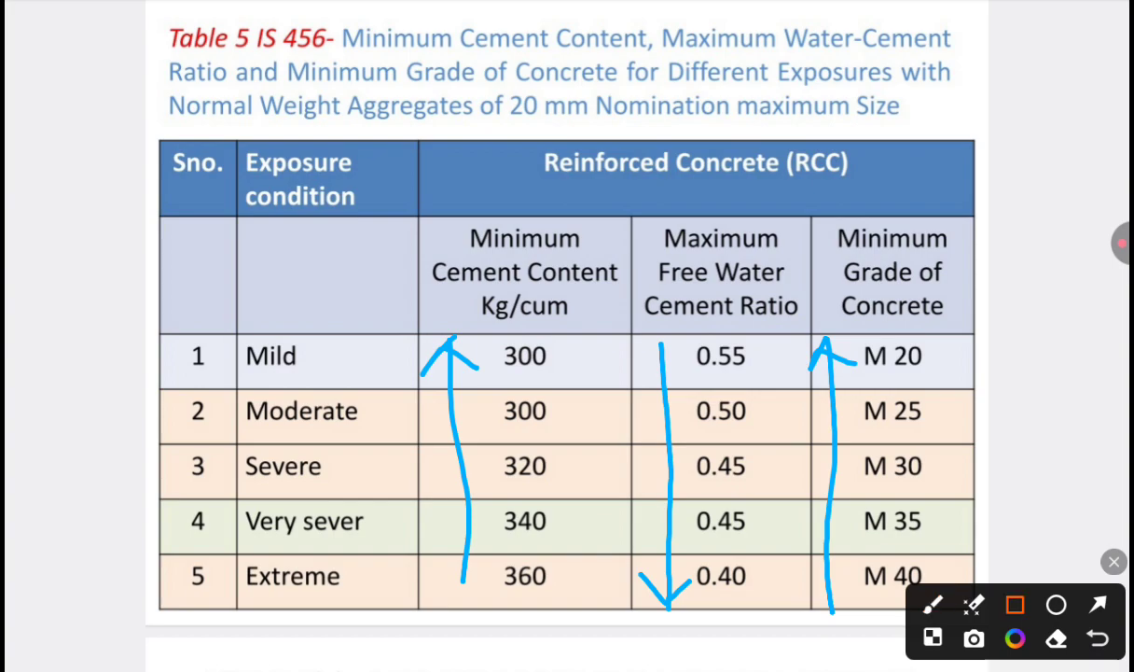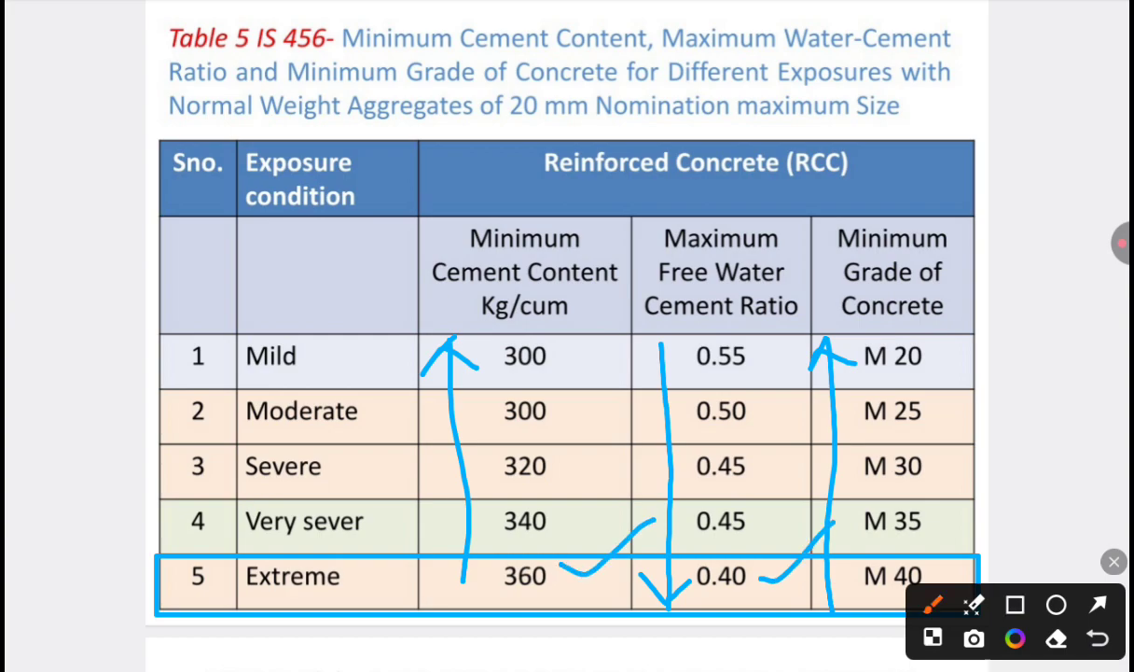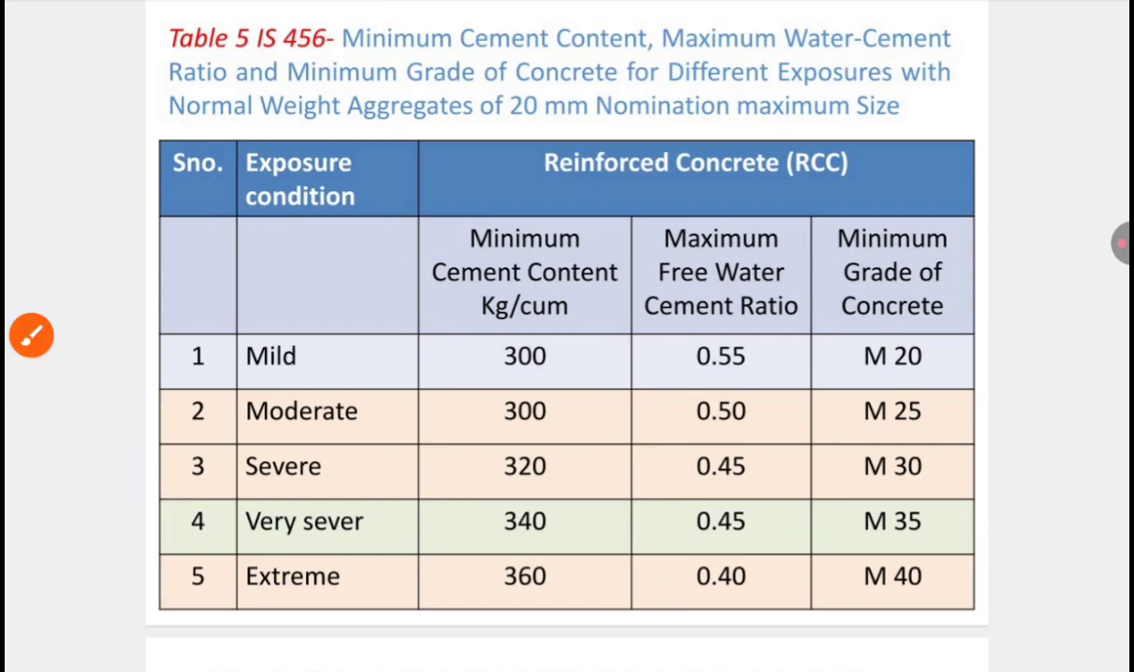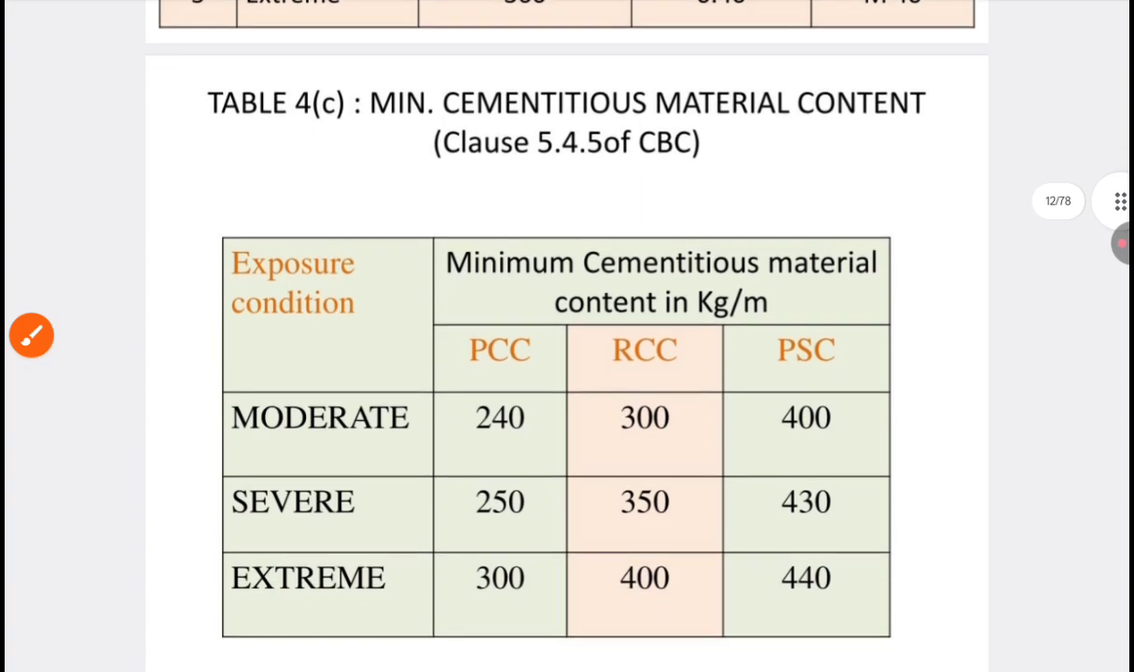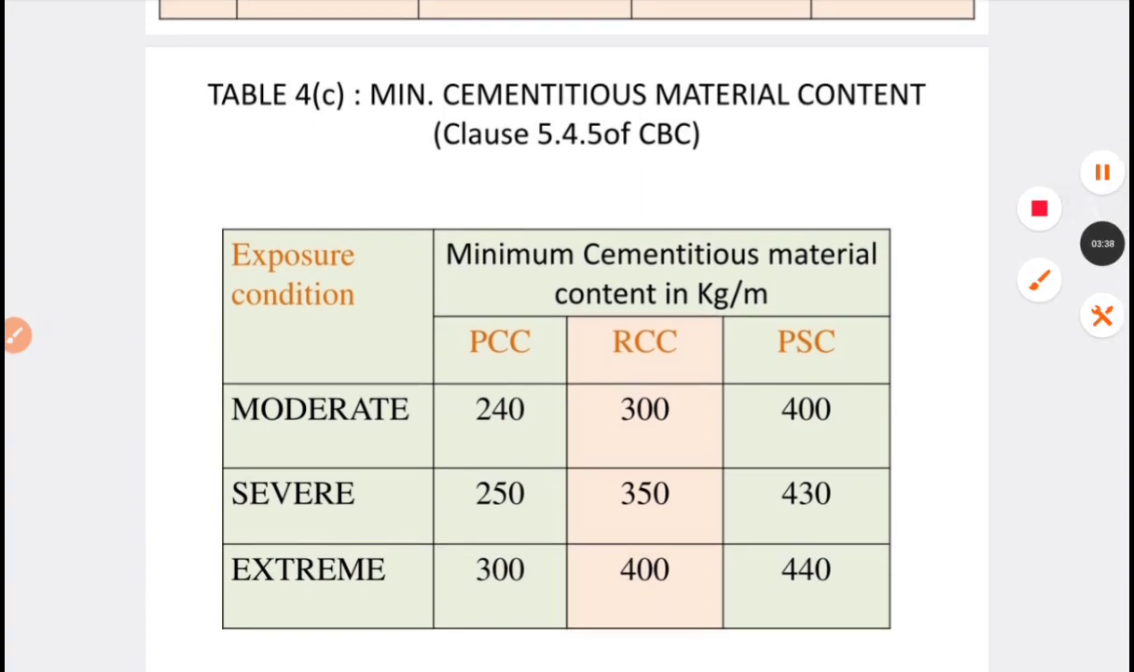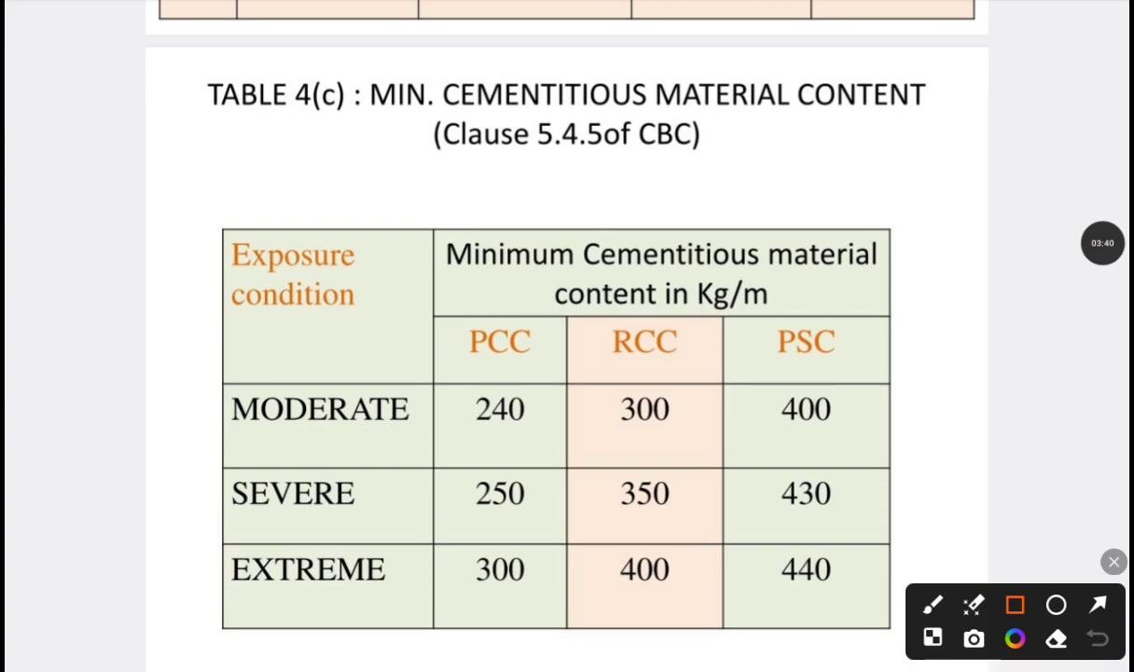At the final stage, for extreme conditions, the minimum cement should be 360 and 0.4 will be the maximum water cement ratio, and the grade of concrete will be M40. So in this slide we learned about the exposure conditions of constructions. In the next slide we are going to watch about PCC, RCC and PSC.